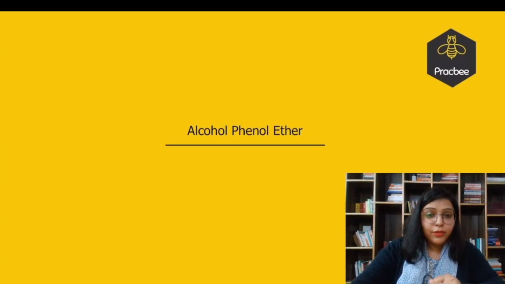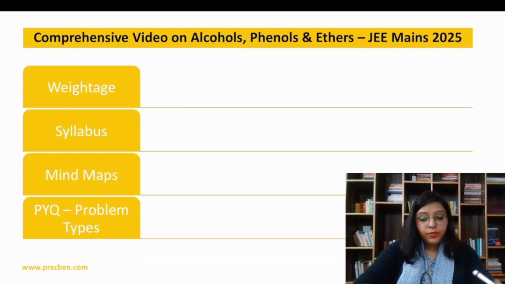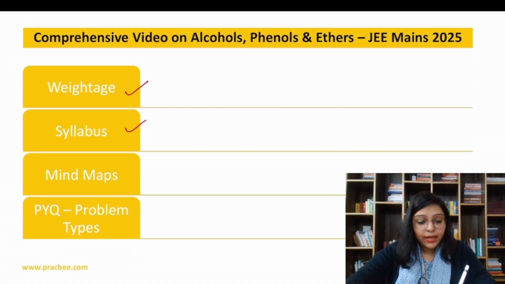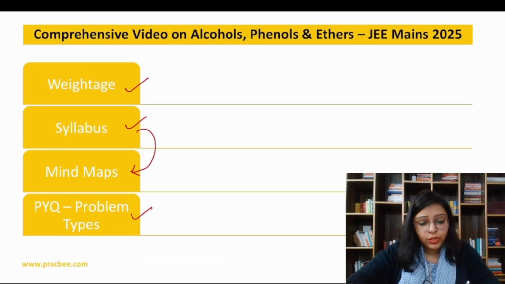So let's start the class. Let's start the video in a systematic manner. So alcohols, phenols, and ethers, right? What we are going to discuss over here: we are going to discuss the weightage, then we will move to the syllabus, and the syllabus I am going to discuss with the help of a mind map, and then we will solve some previous year questions, important previous year questions.